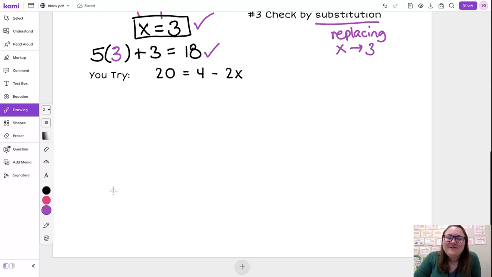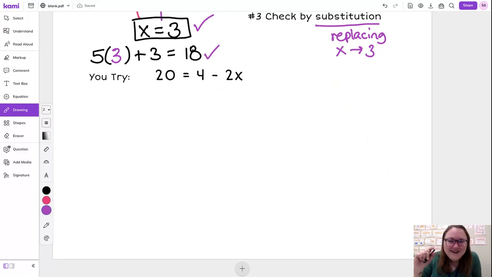There's one down here for you to try. Go ahead, pause the video, try this problem, and then come back to the video to see how you did. For the second equation here, I'm going to draw my line, and we said we always want to start with our constant. In this equation, my variable is on the right side, so the two numbers I need to get rid of are that 4 and that minus 2, and our constant is 4.